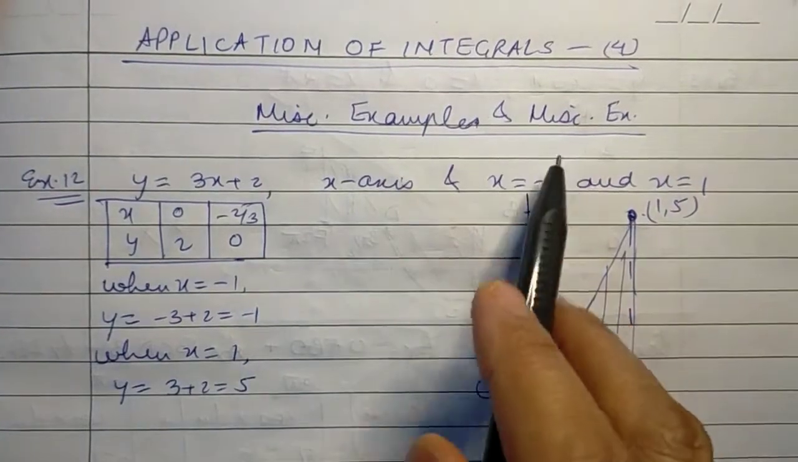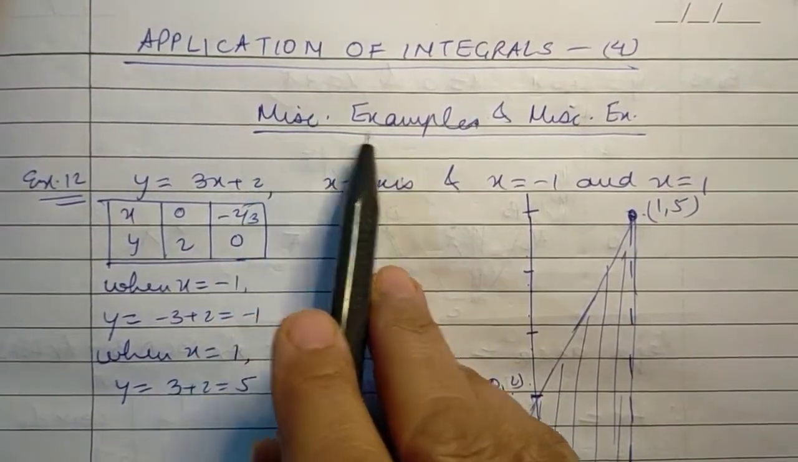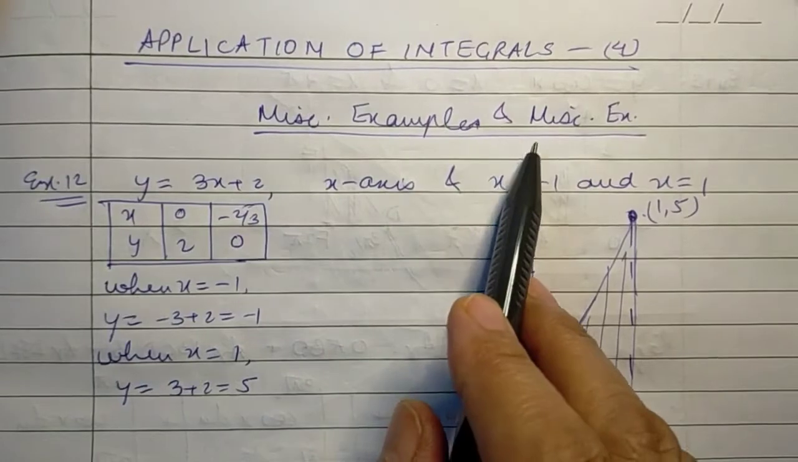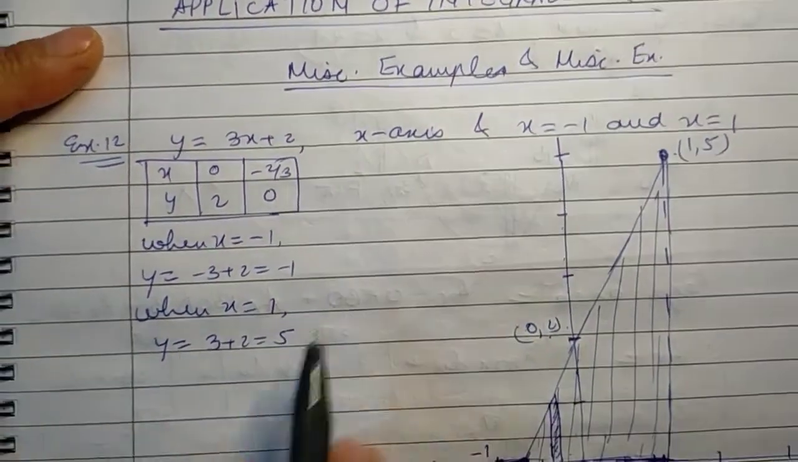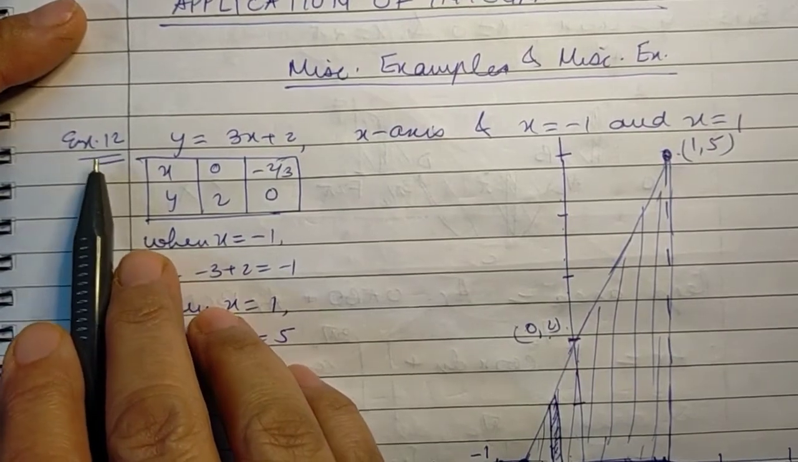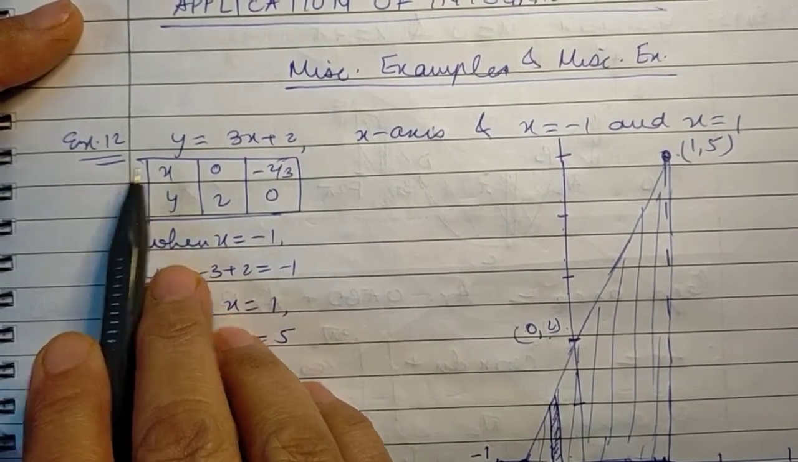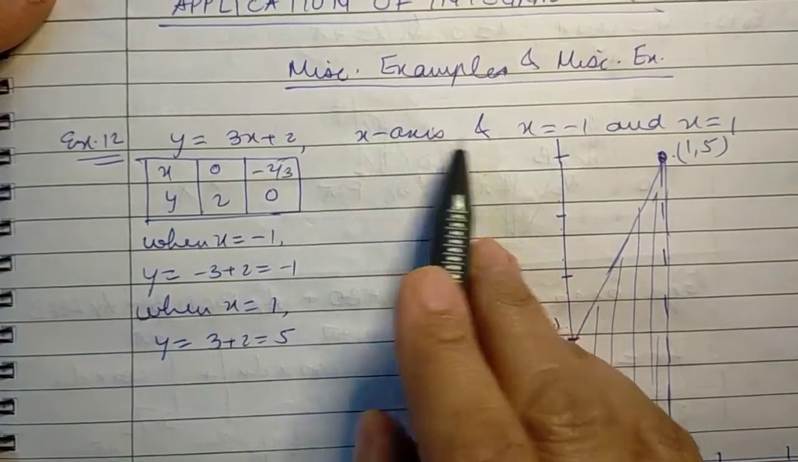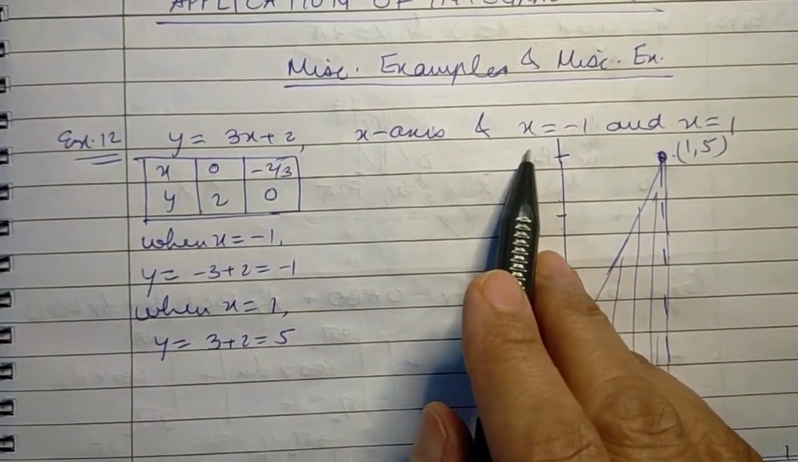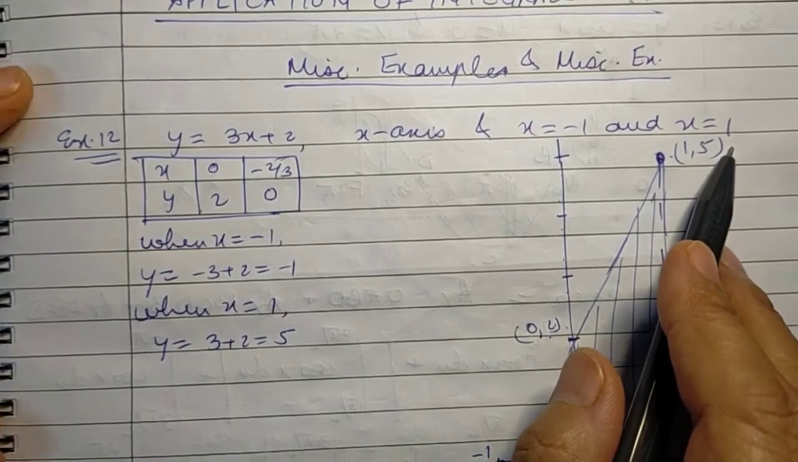Hello students, today we'll be taking some important miscellaneous examples and some important questions from the miscellaneous exercise. So let's first start with solved example 12. It says that we have to find the area between this curve, the x-axis and the lines x equal to -1 and x equal to 1.